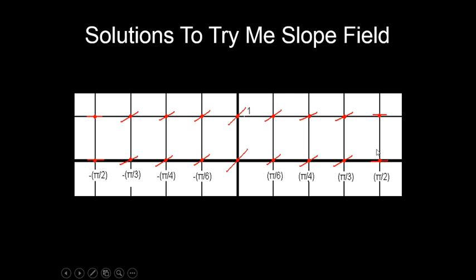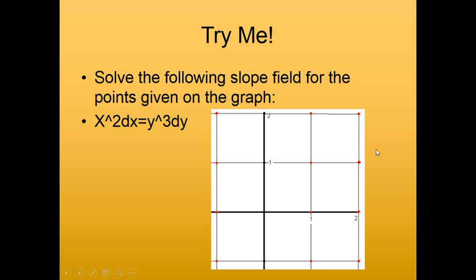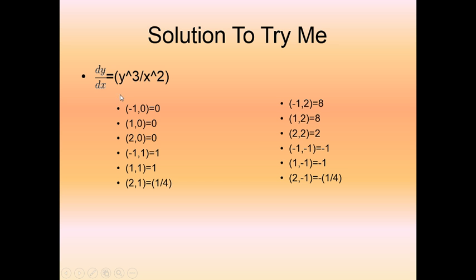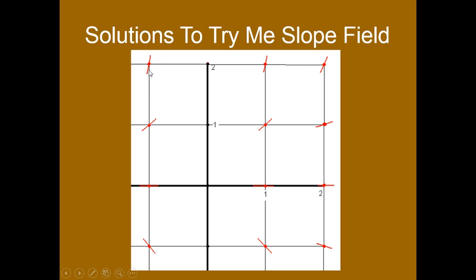And here's another example you can try. Anytime you want to find the differential equation, make sure you isolate that dy over dx first. So isolate this, and we get y to the power of 3 over x squared. Again, putting in those numbers, we get all the slopes. And then you just sketch the little line segment for the slope.